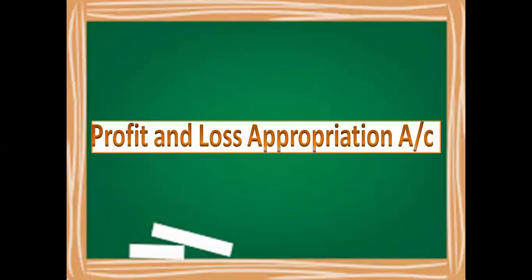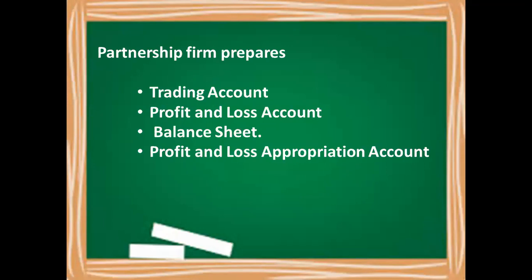In sole proprietorship business, we have learned there are three types of accounts that a sole proprietor firm prepares. Number one, the trading account, which helps us calculate gross profit and gross loss. Second, the profit and loss account, which helps us calculate net profit and net loss. Third, the balance sheet, which helps us find out the financial position of the business with the help of assets and liabilities. But apart from these three accounts, a partnership firm has to maintain one more additional account. The name of that account is the profit and loss appropriation account.